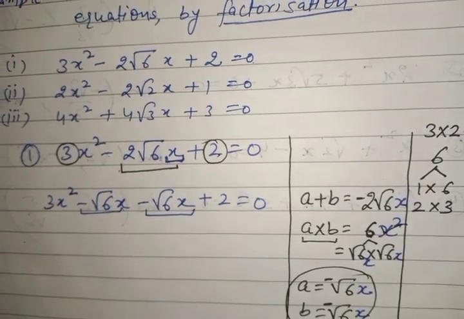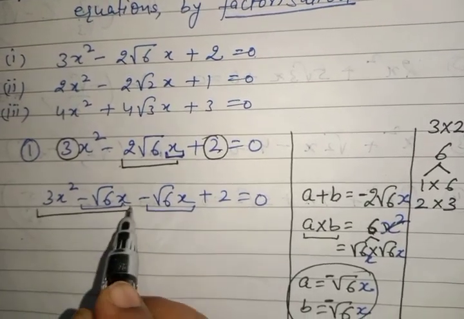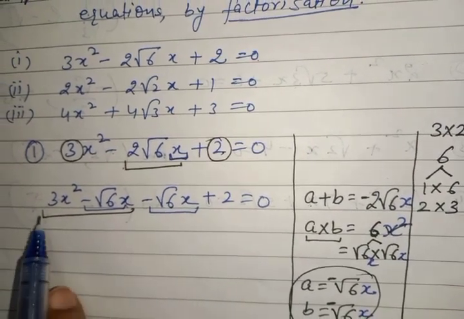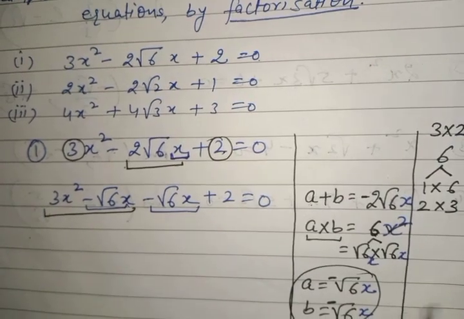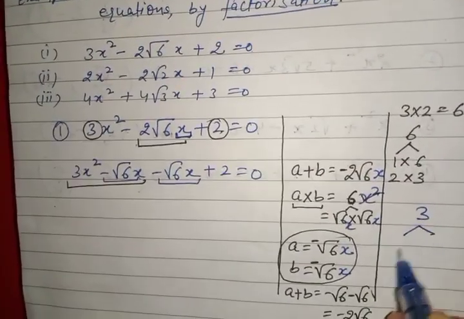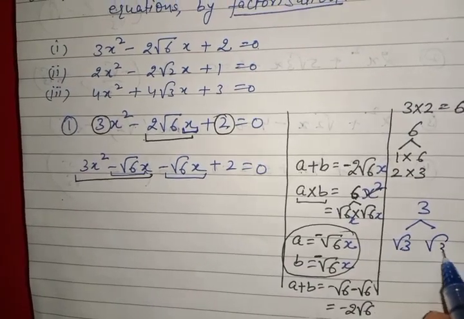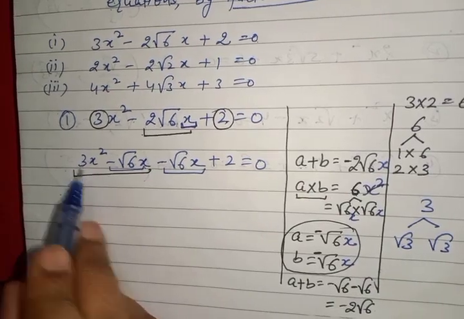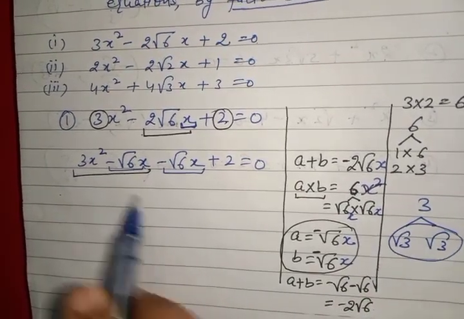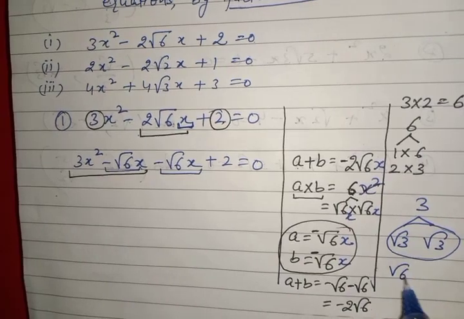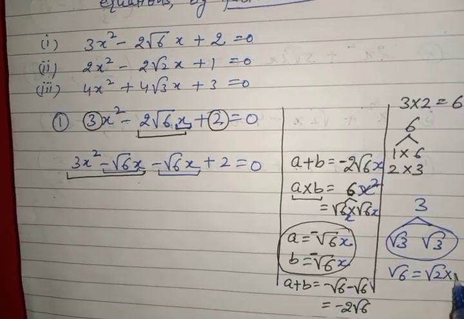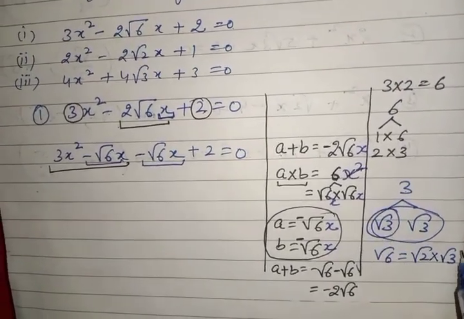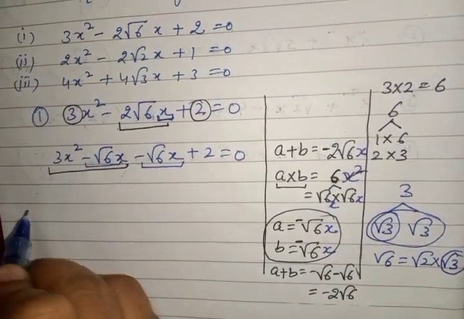Now taking common out of these two, just by looking at it we are not able to find anything common. But if we factorize 3, factors of 3 are root 3 and root 3. Factors of root 6 are root 2 and root 3. So 1 root 3 from here and 1 root 3 from here we can take common in these two.